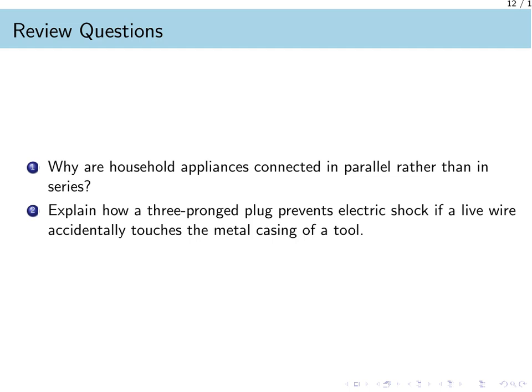Second, explain the safety mechanism of a three-pronged plug. Specifically, how does the third safety ground wire prevent you from receiving a dangerous electric shock if a live wire inside a power tool accidentally comes into contact with the tool's outer metal casing?